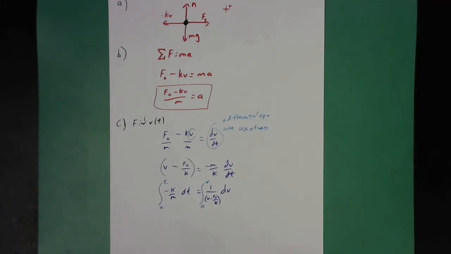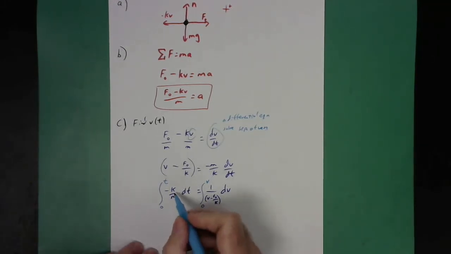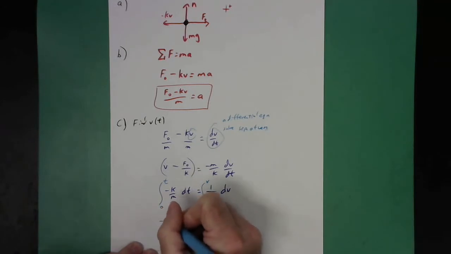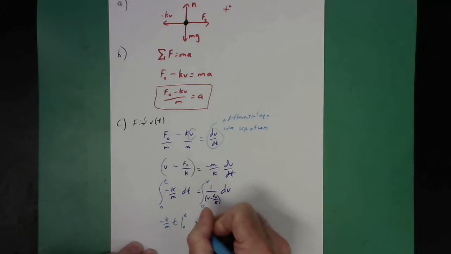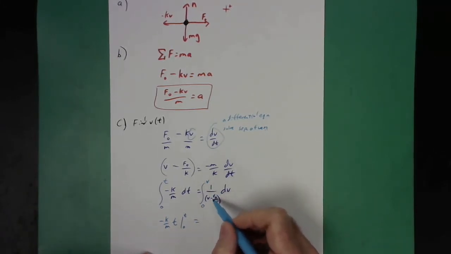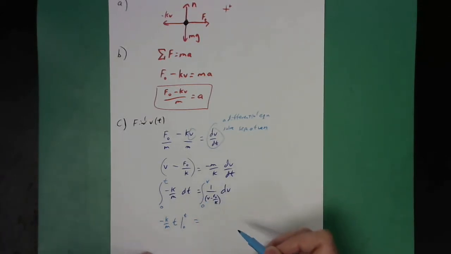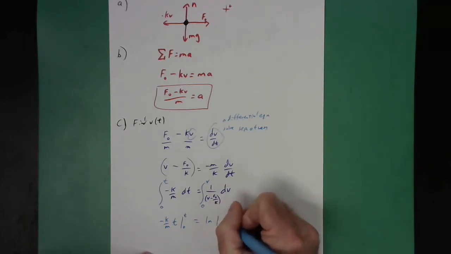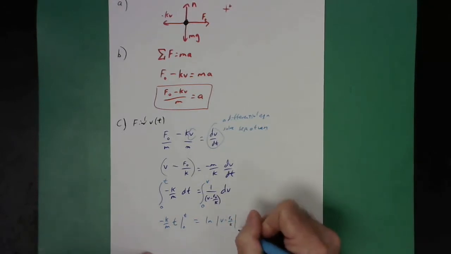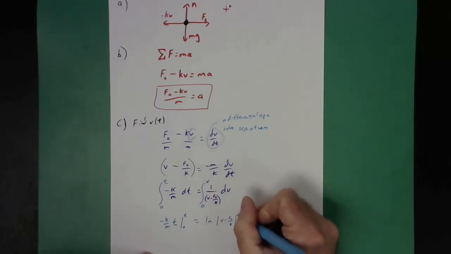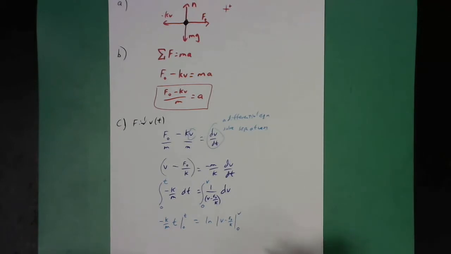Doing this integral really quickly. k and m are constants. So this is just going to be negative k over m t, evaluated from 0 to t. Over here, this is going to be 1 over variable minus a constant. This is going to be the natural log of the absolute value of this variable minus constant, and I'm going to evaluate that from 0 to v.